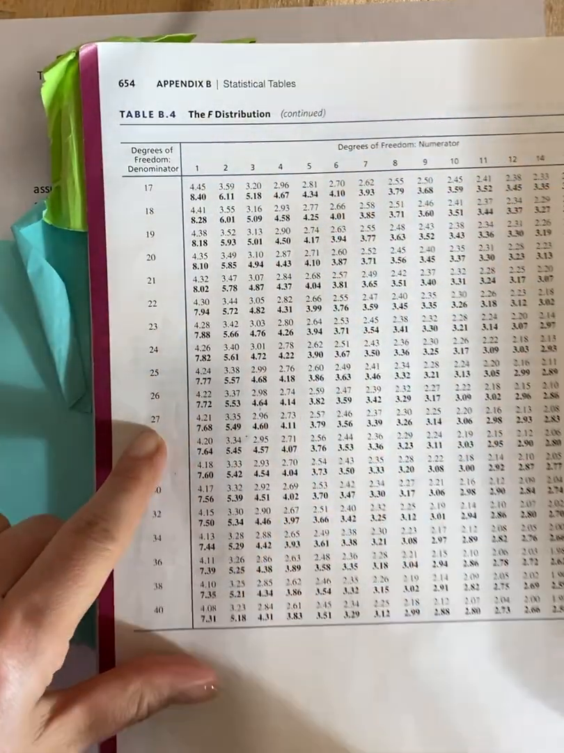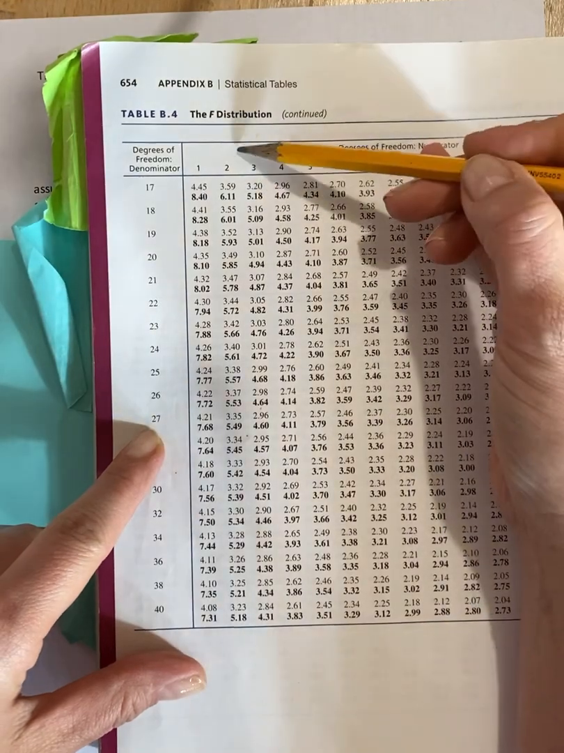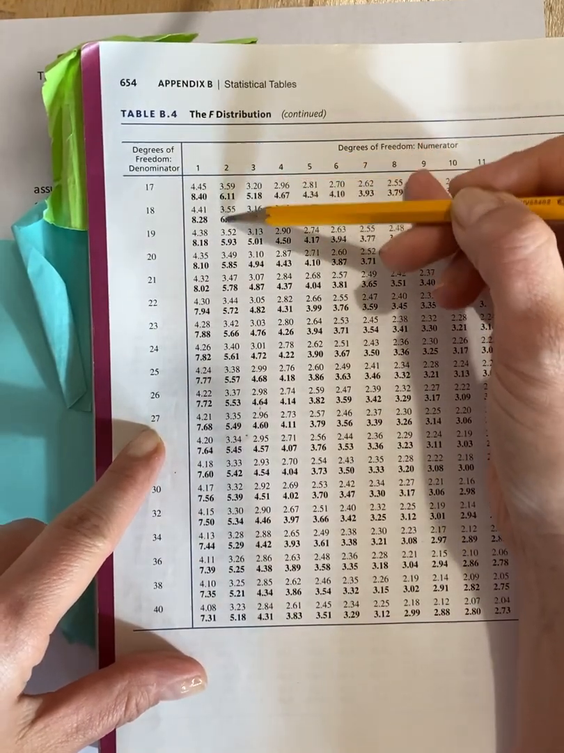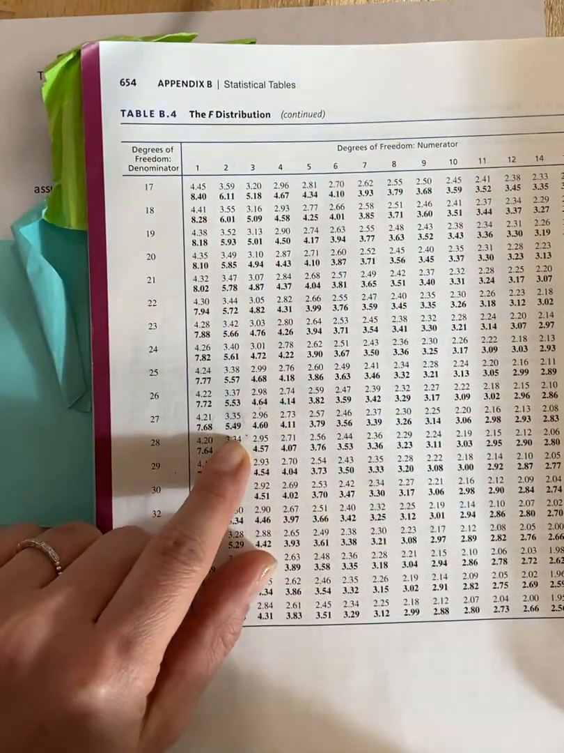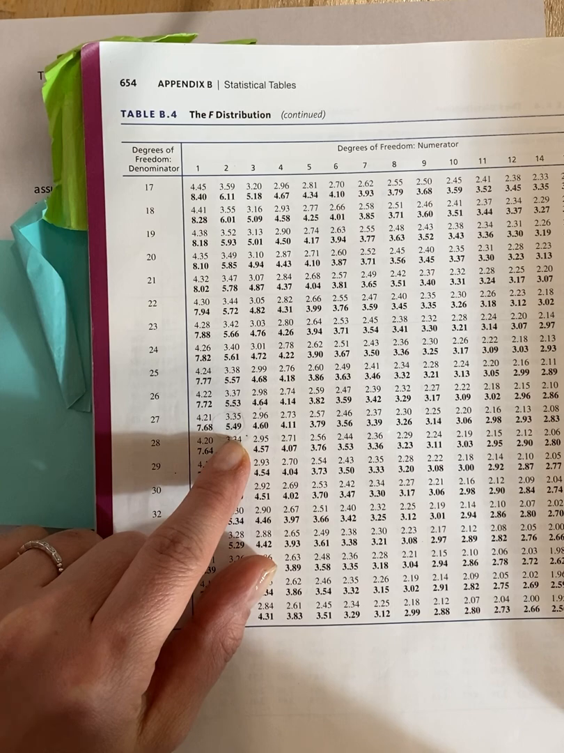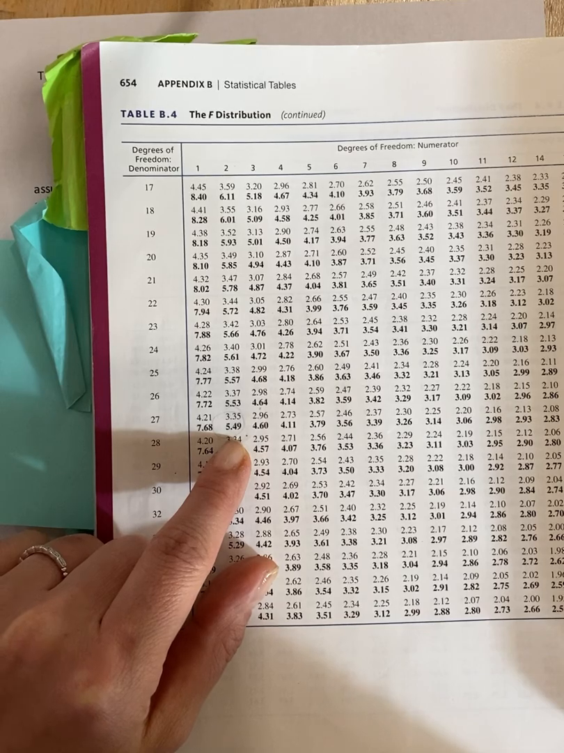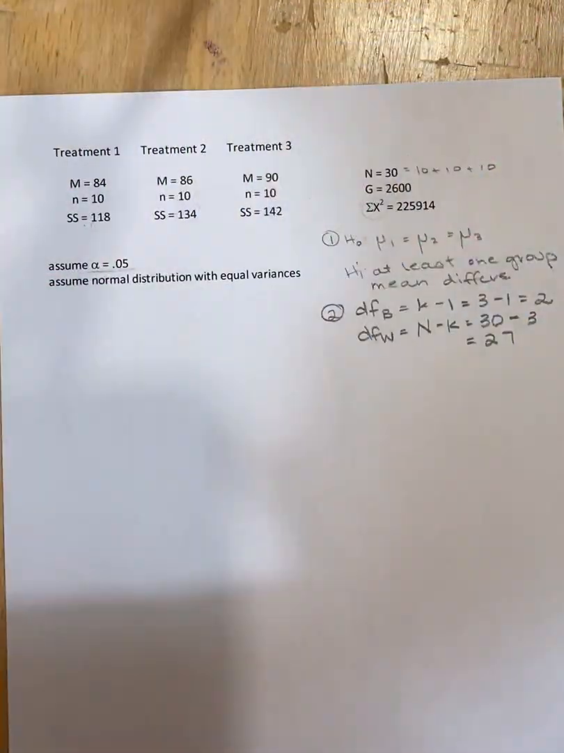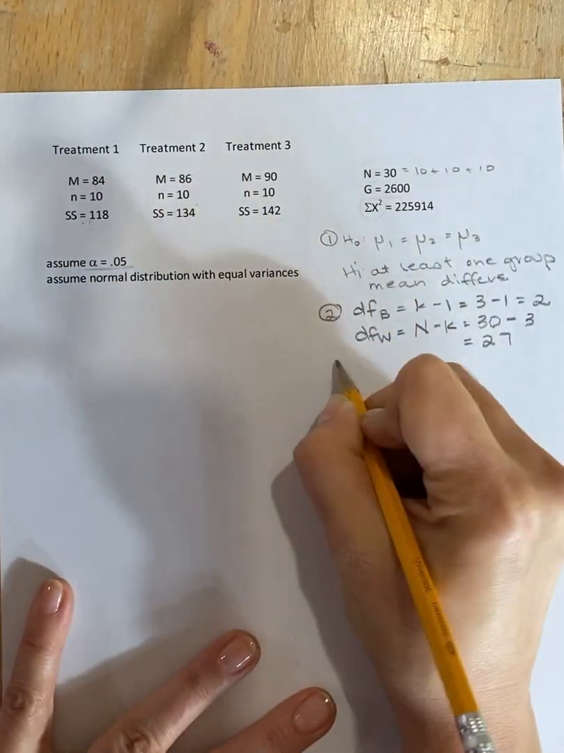So we take those two values over to table B4, and we look down until we find 27, because that's our degrees of freedom within. And we look over degrees of freedom numerator. That was our degrees of freedom between, and that was 2. So we're going to come down here. And in light-faced font is alpha is 0.05 and bold is alpha is 0.01. So our critical value is 3.35.